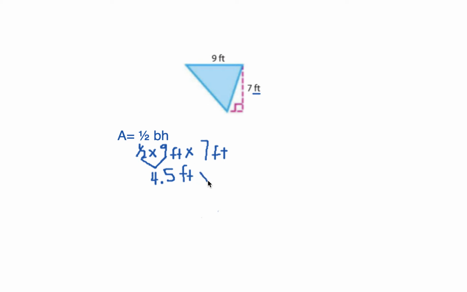Times, bring down the 7 feet. There's a reason why I'm putting the label in. I don't ever put the label in, but I want to show you something. Now I've got to multiply these two. 4.5 times 7. I don't know about you, but I like to do this horizontally.